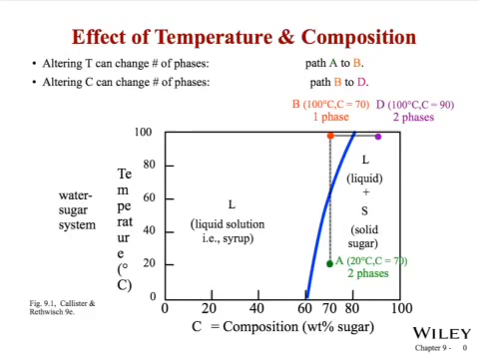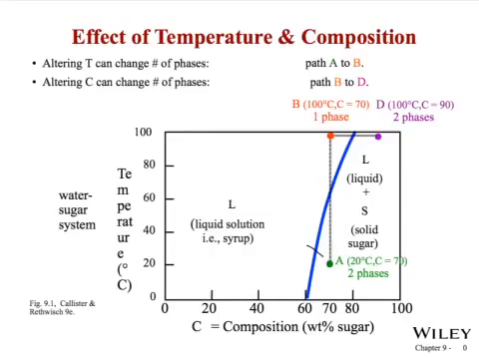On this slide, we're talking about the effect of temperature and composition. Since the left scale is temperature, the temperature does directly affect what phases are present at a certain composition in a system. As you can see on this blue line right here, this line will be the boundary between the two phases. At any point on the left side of the line, you'll have a liquid solution of just syrup, which is just water and sugar, and on the right side you'll have liquid sugar and solid sugar precipitate.